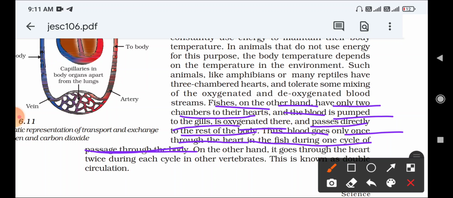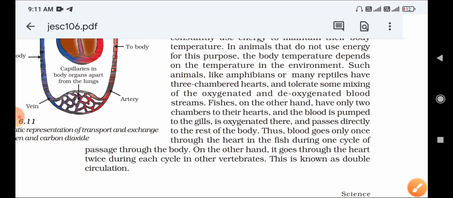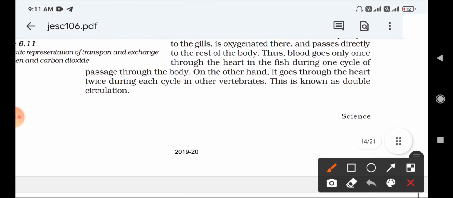What is a double circulation? It means the blood goes through the heart twice during a cycle in other vertebrates. This is known as double circulation. A one-mark important question comes here: what is a double circulation? You can write: the blood going through the heart twice during a cycle is called double circulation.